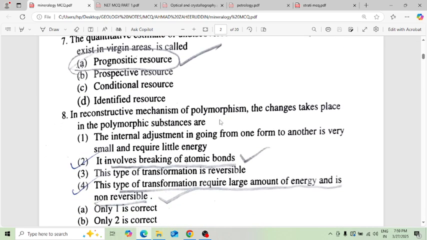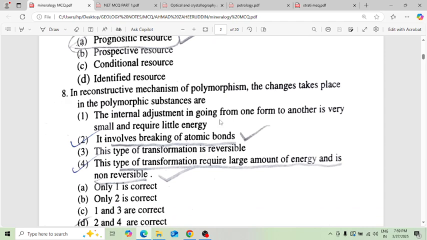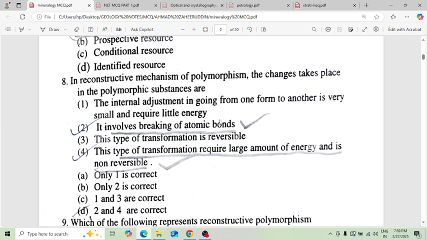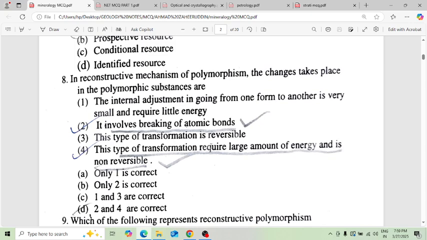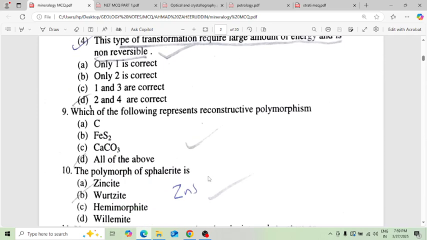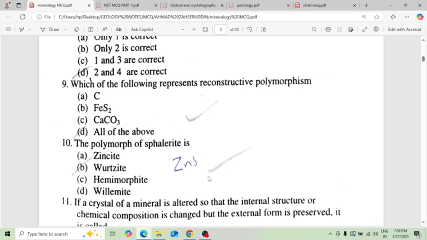In the reconstructive mechanism of polymorphism, the change involves breaking of atomic bonds. This type of transformation requires a large amount of energy and is non-reversible. Which of the following represents reconstructive polymorphism? All of the above: carbon, pyrite, calcite. The polymorph of sphalerite is wurtzite.